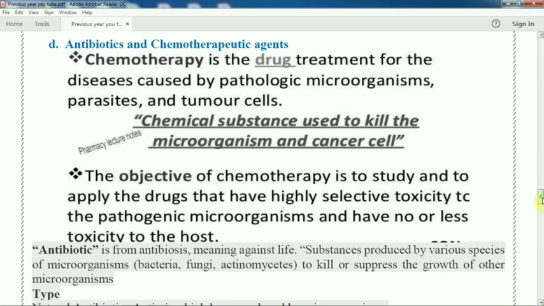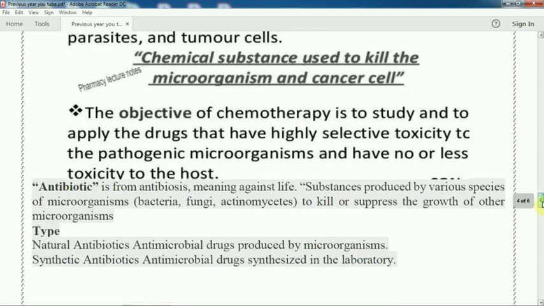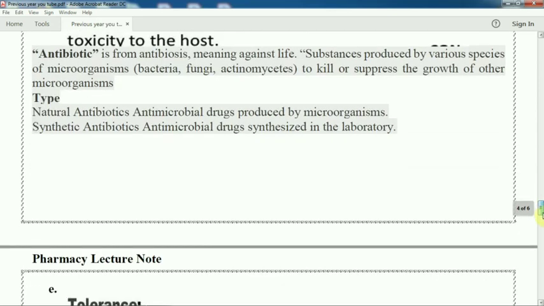What is an antibiotic? It is from antibiosis, meaning against life: a substance produced by various species of microorganisms, mainly bacteria, fungi, actinomycetes, to kill or suppress the growth of other microorganisms. That means it is derived from microorganisms and kills microorganisms. One is natural, another one synthetic. An antimicrobial drug produced by a microorganism is natural, and whatever drug is synthesized in the laboratory is a synthetic antibiotic.